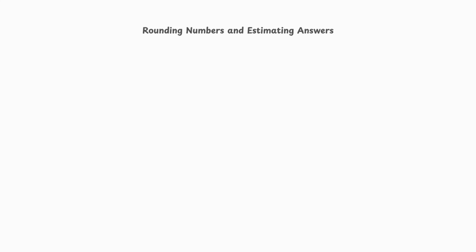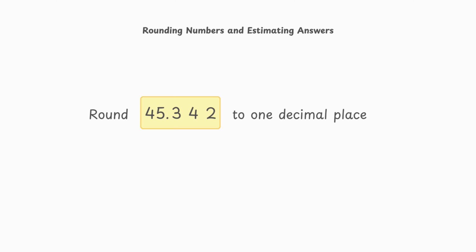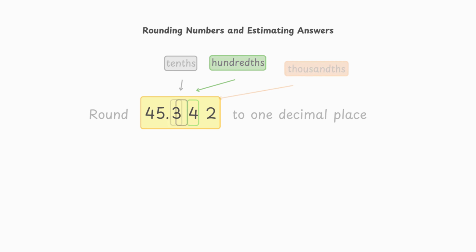Let's look at how rounding numbers works. We are going to round the number 45.342 to one decimal place. First, let's identify the decimal places. The first digit after the decimal point is called the tenths place. Here, the tenths digit is 3. The next digit is the hundredths place. That digit is 4. The third digit after the decimal is the thousandths place. That digit is 2. Because we are rounding to one decimal place, we keep the tenths digit.